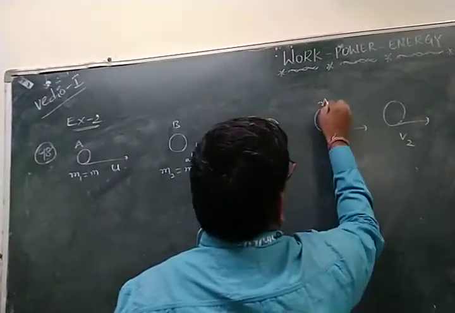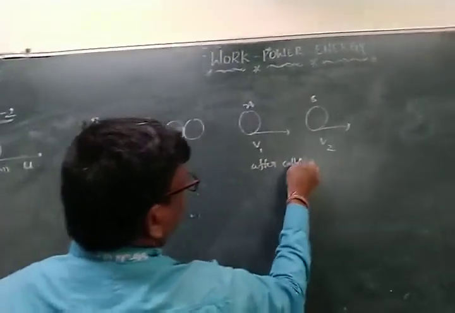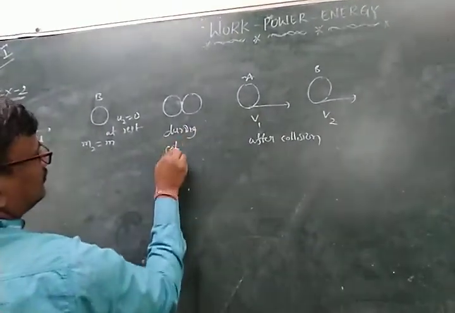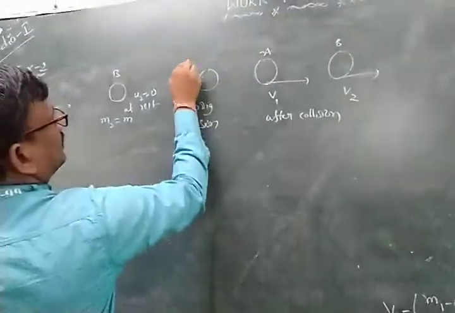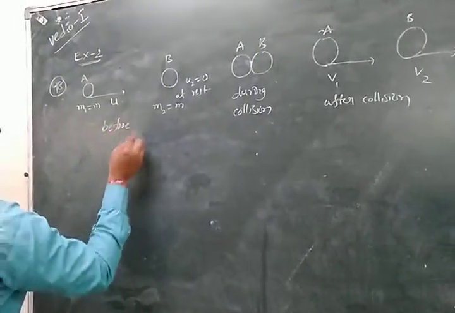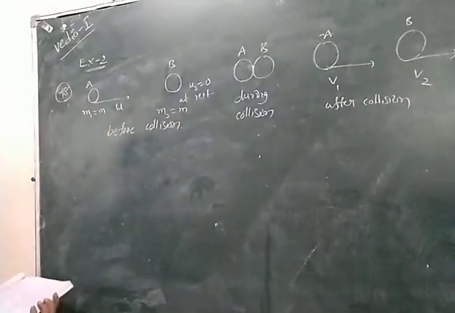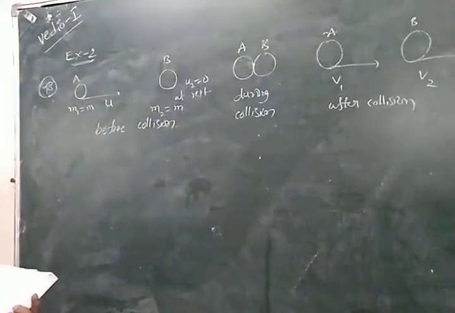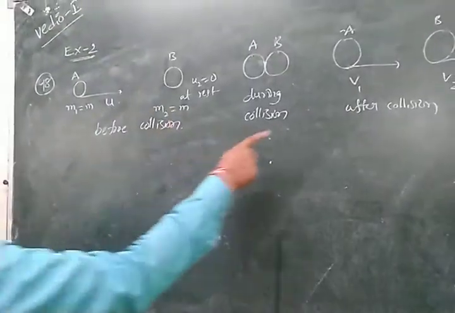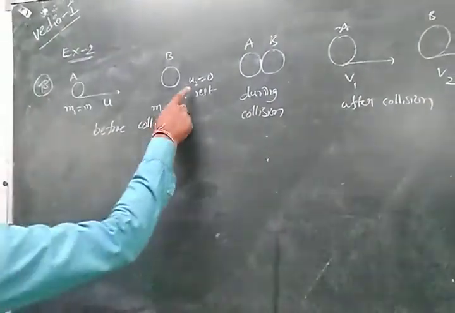V1 and V2, the A body and B body after collision, during collision, before collision. The coefficient of restitution is e, the ratio of the velocities of A and B. Here the u2 is equal to 0.